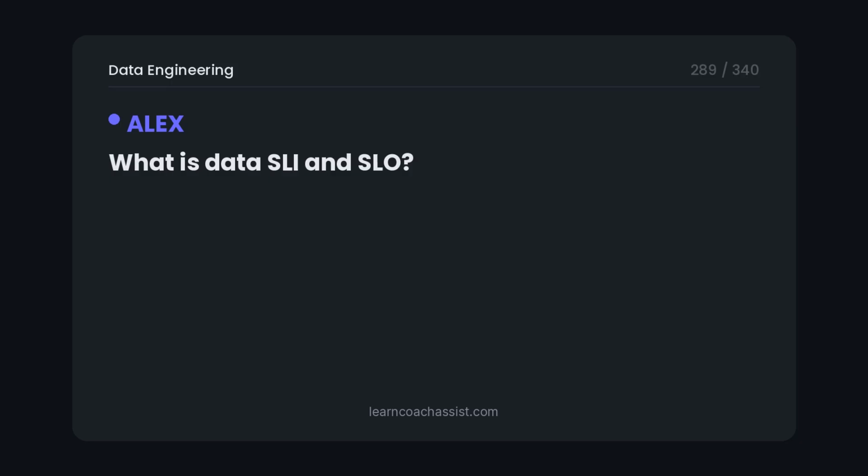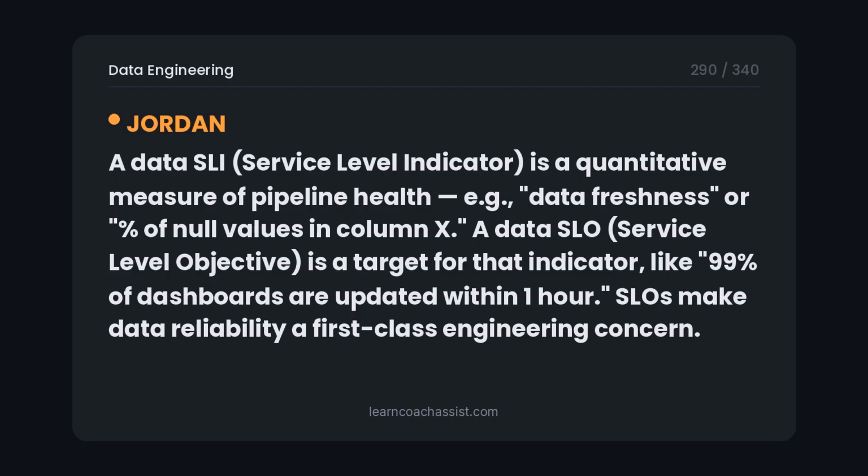What is data SLI and SLO? A data SLI, service level indicator, is a quantitative measure of pipeline health, e.g., data freshness or % of null values in column X. A data SLO, service level objective, is a target for that indicator, like 99% of dashboards are updated within 1 hour. SLOs make data reliability a first-class engineering concern.